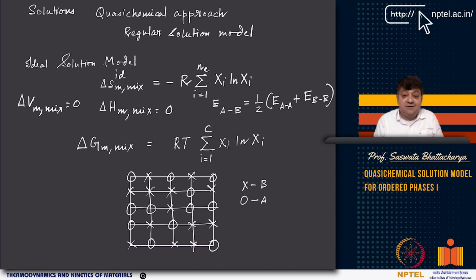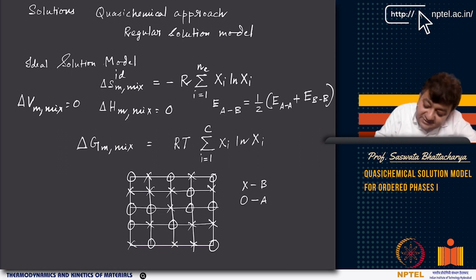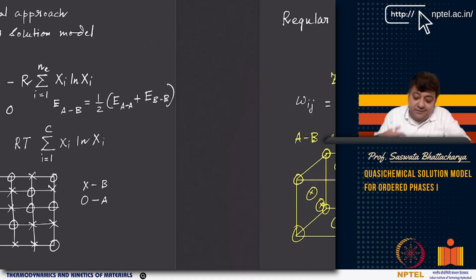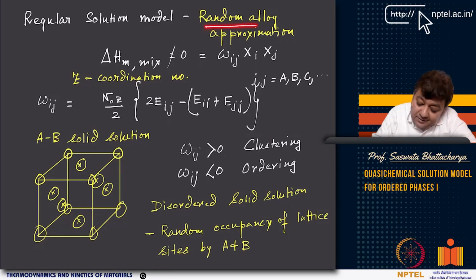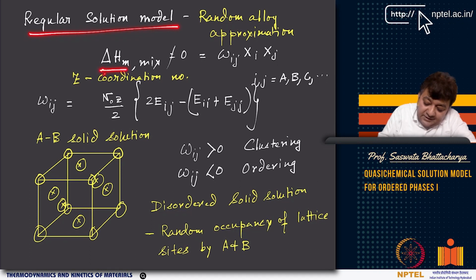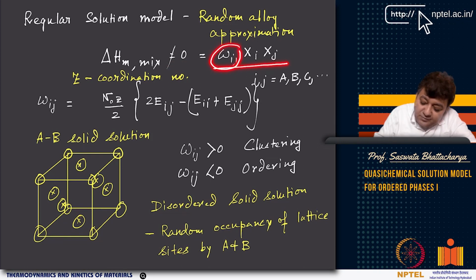or definition of non-ideality where there are interactions, you differ from it, and you have already discussed something called the regular solution model, right, where we have looked at the random alloy approximation. And we told that in the regular solution model the delta H mix is not equal to 0 and is basically given by a regular solution order parameter omega.